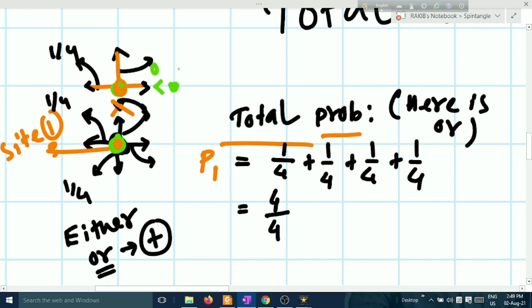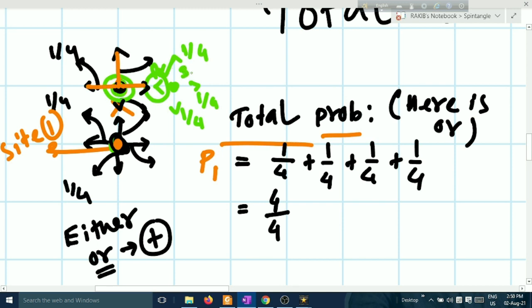Here the probability will be 0. You can go this way. This is the probability 1/4. This is the probability 1/4. You can go this way. This is the 1/4. You cannot go this way because, again, this site will be visited 2 times if you go this way. Then similarly you can say the total probability on the site 3.